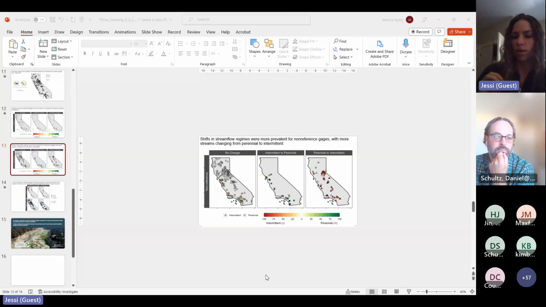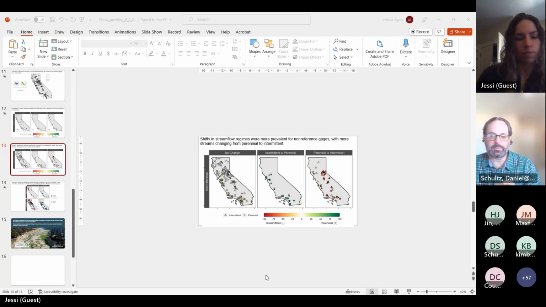And so, to answer your question in short, no, we have not included groundwater pumping. But again, those non-reference streams that are showing a higher degree of intermittency are likely a proxy for groundwater pumping and streamflow diversions.